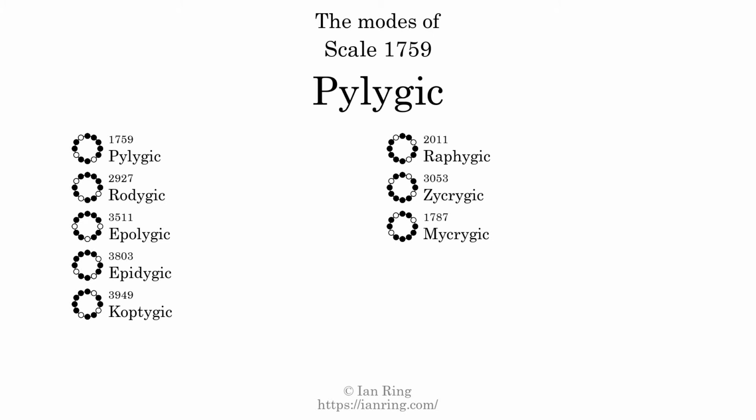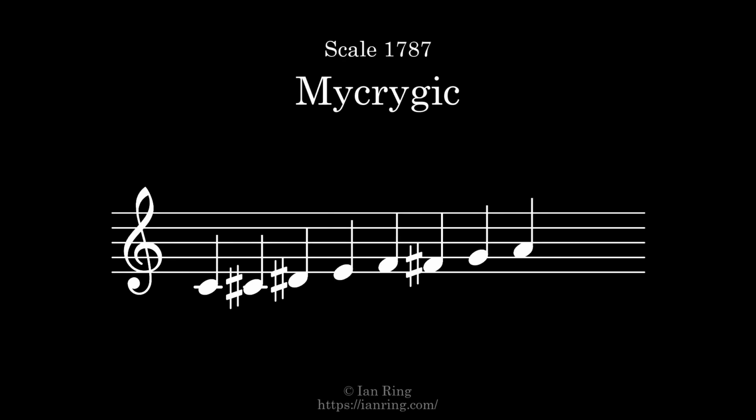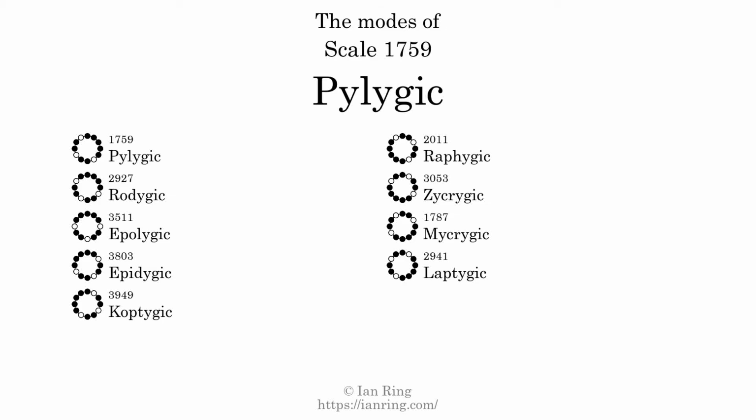The eighth mode is scale 1787, also known as Pylygic. It sounds like this. The ninth and last mode is scale 2941, also known as Pylygic. It sounds like this.